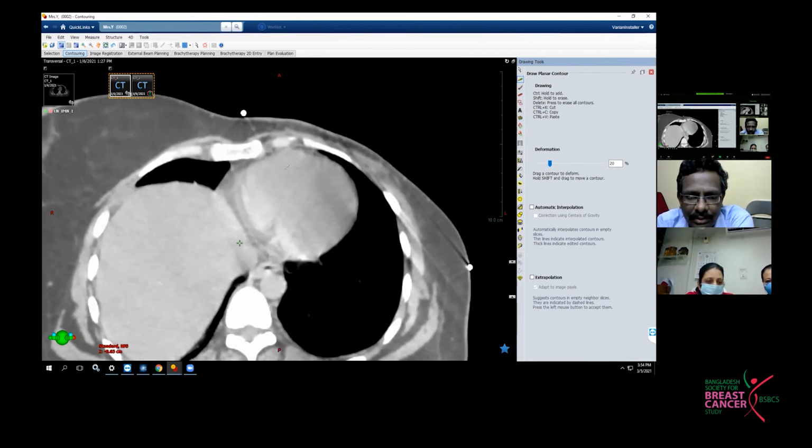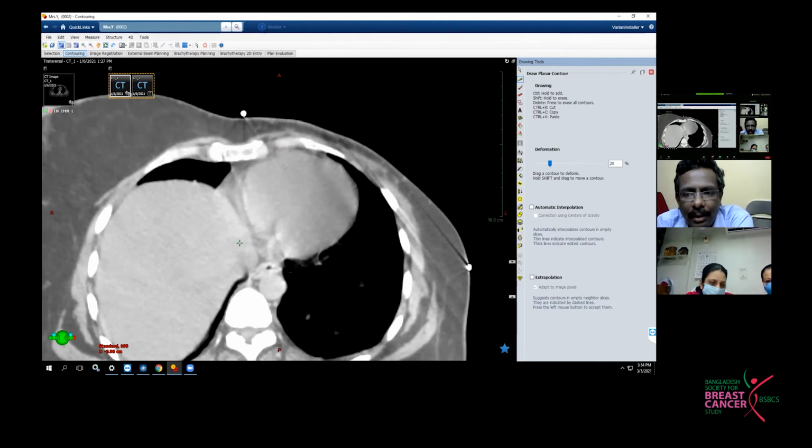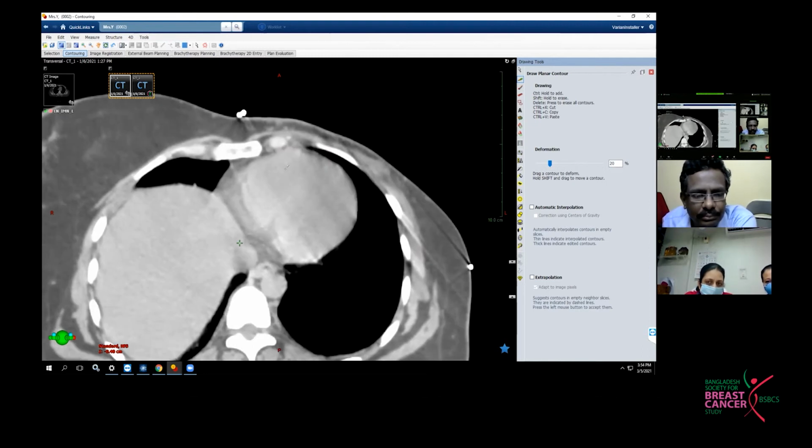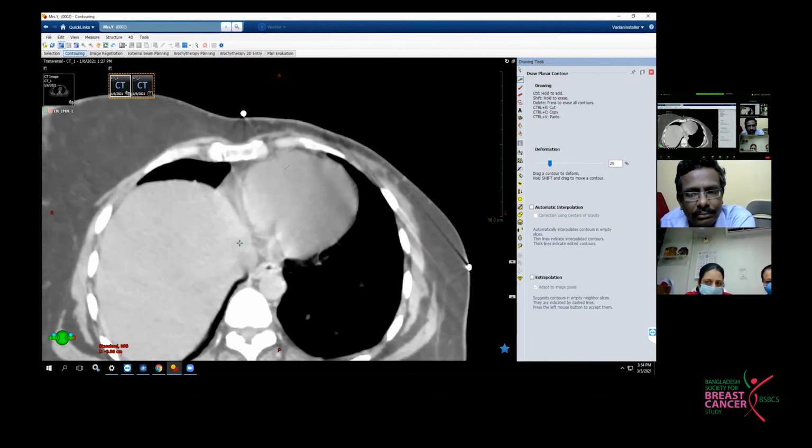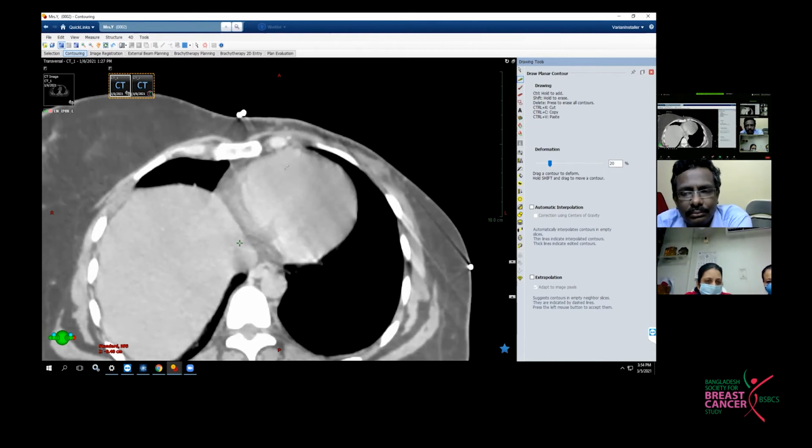So the scenarios are gross positive disease, positive disease left behind, or an inadequately treated axilla. Only those are the scenarios, because giving both modalities increases the risk of lymphedema to a great extent.